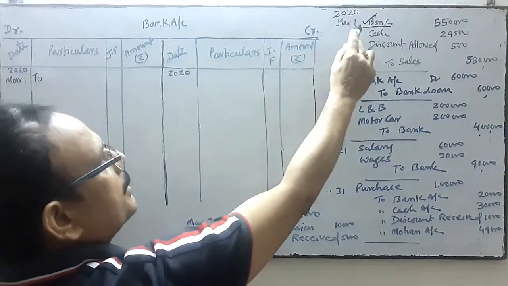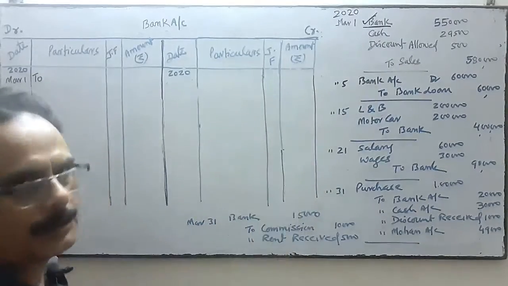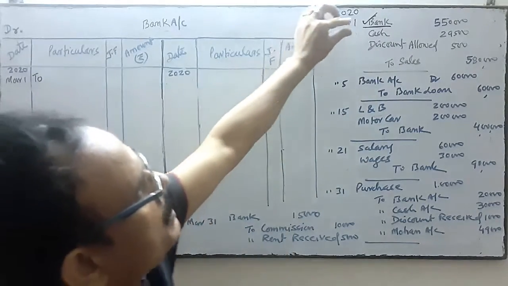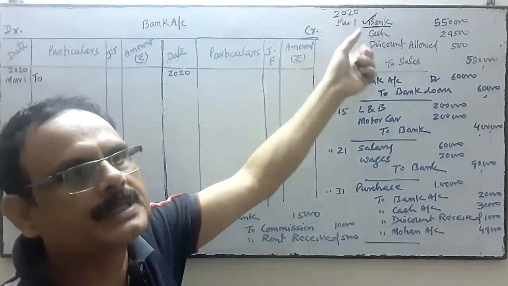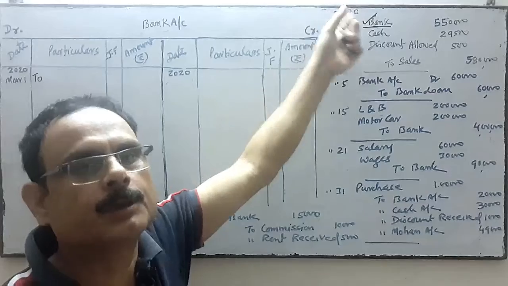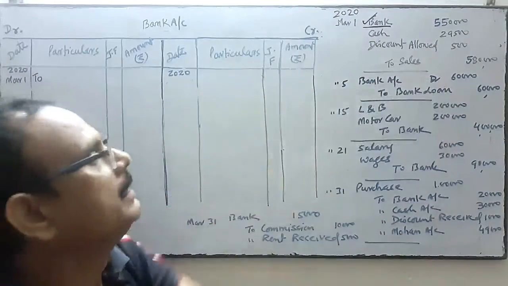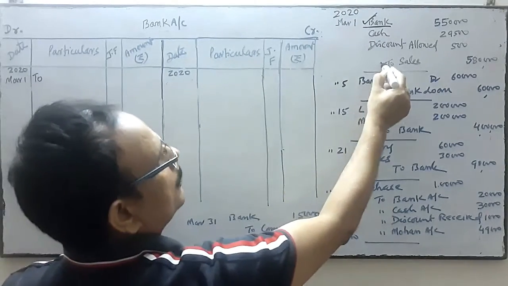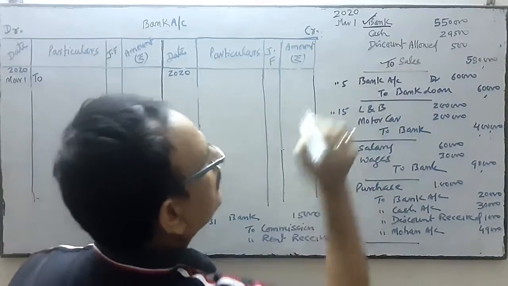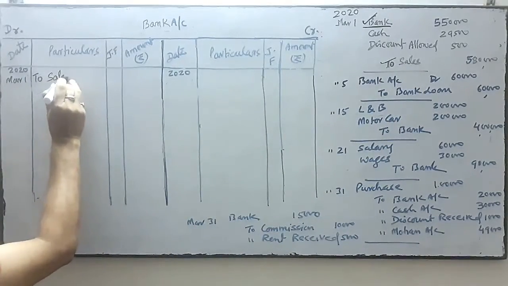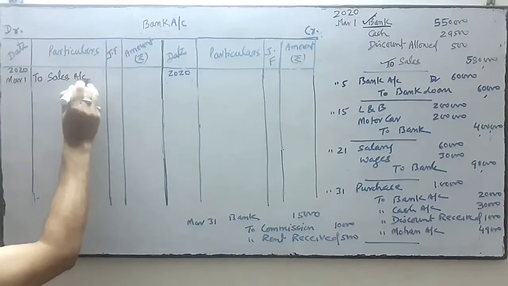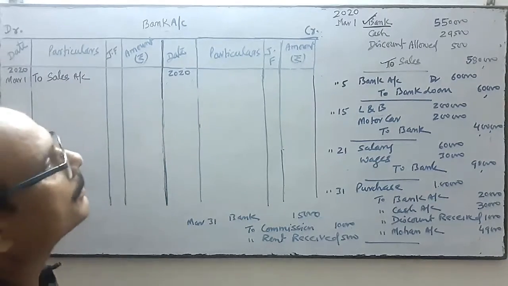Which account is on the opposite side of bank? Bank is in debit, so opposite means credit side. Which account is on the credit side? Sales account. So we will write sales account.